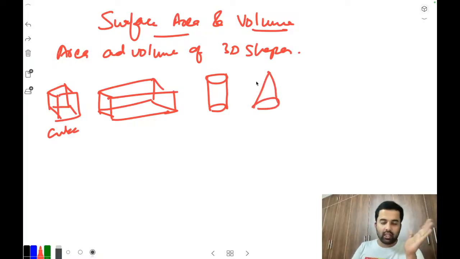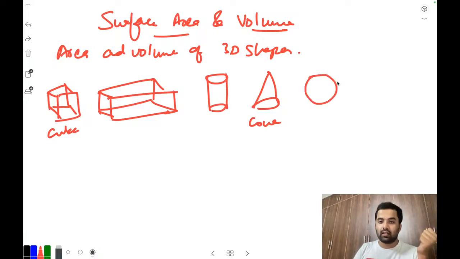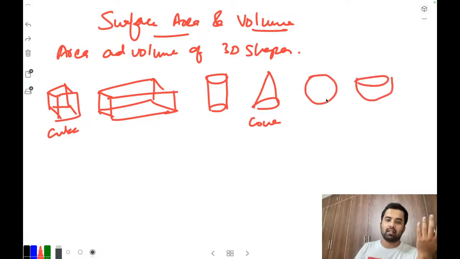But no worry about it. Maybe if you can't recognize these formulas and all, we'll let you know in this section. No worry about it. This is our cone. Then we had the sphere. Then we had the hemisphere. These are the shapes which we will discuss. All the shapes are 3D shapes.